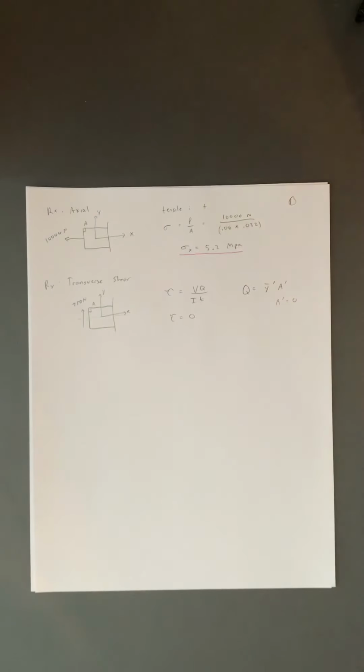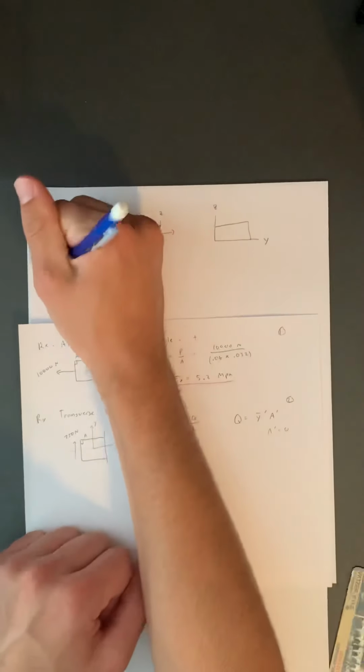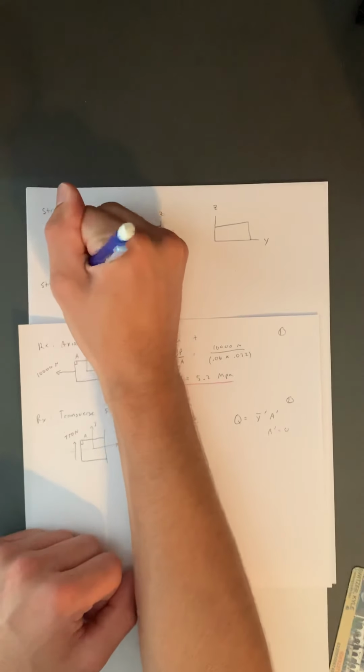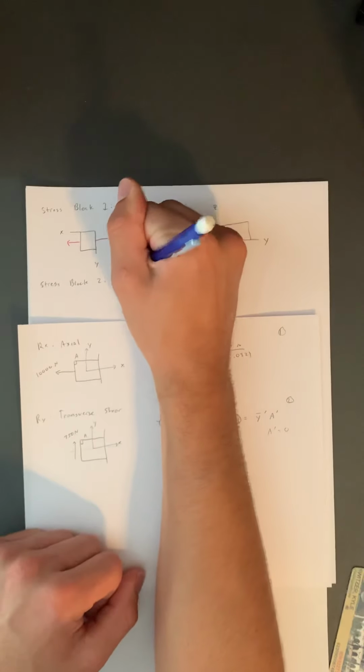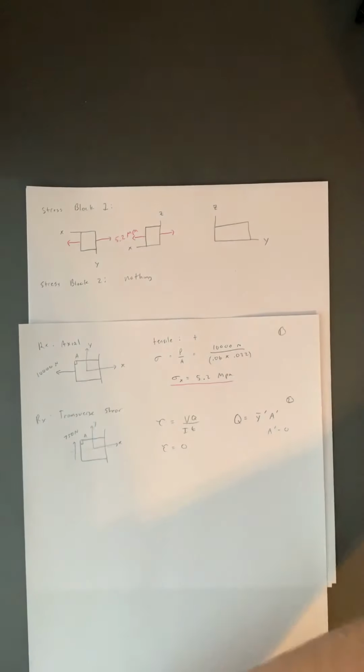Okay, so now that we have that, we can move on to our next reactionary force, and the next reactionary force is RZ. Again, because we have transverse shear of 0, our stress block for number 2 is going to be nothing. There's no stress due to that reactionary force. Okay, so now we're going to solve for RZ.